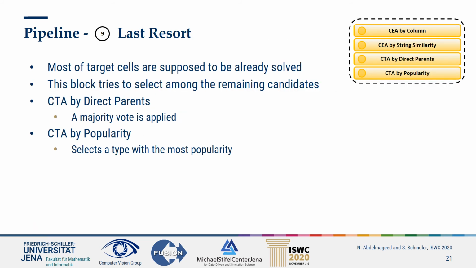Our last resort, or simply the guessing blocks: we assume that most of the targets are already solved. However, we try a couple of new selection methods for CTA for the unsolved ones, which are direct parents, basically the same as we implemented in CTA generation, but excluding the parent of parent. Then we apply a majority vote on those. The other strategy uses popularity as a selection criterion.